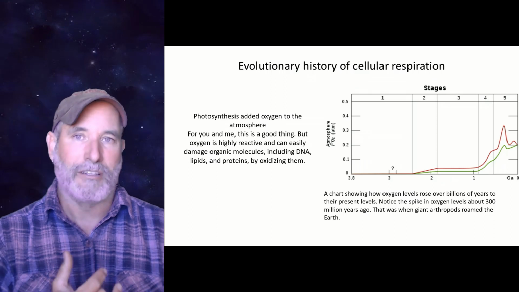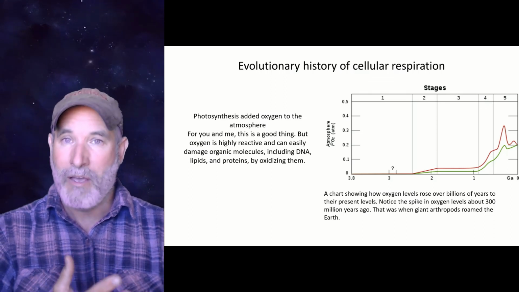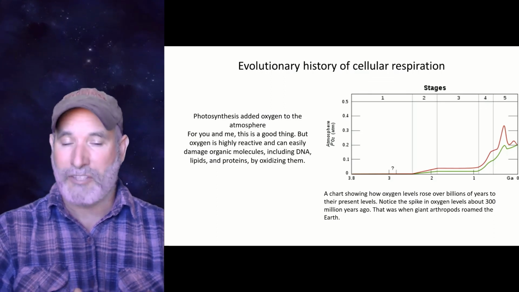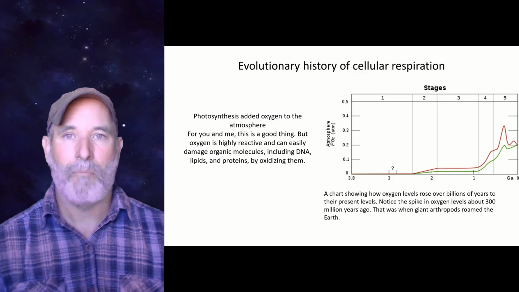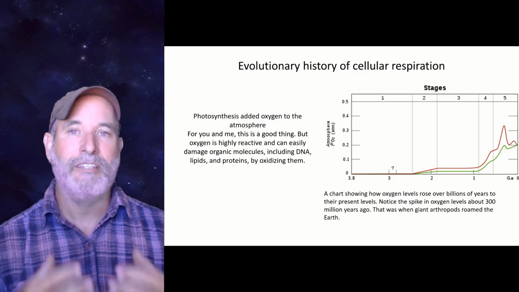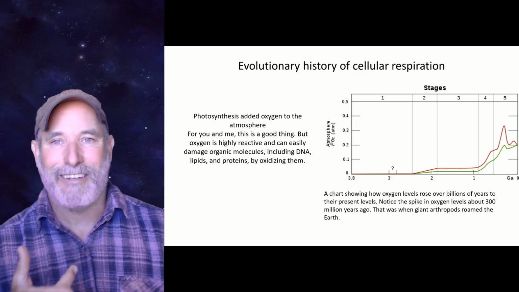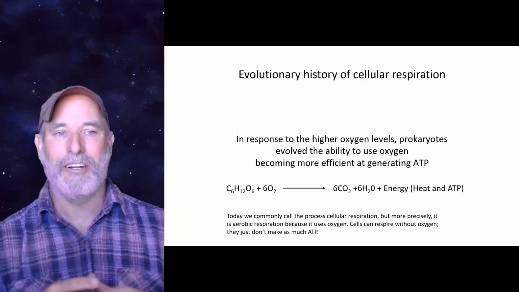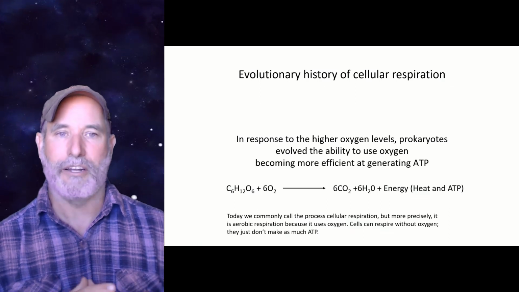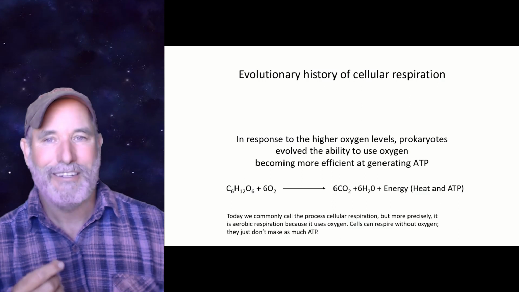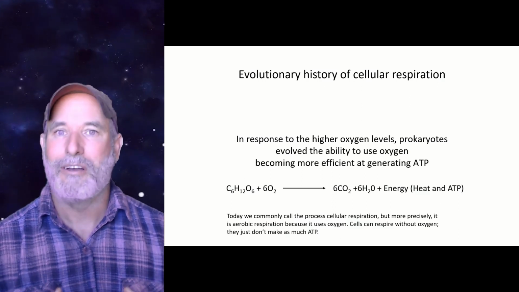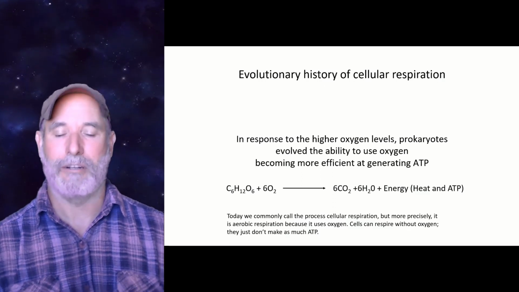It can oxidize lipids. It can oxidize membranes. It can oxidize proteins. It can oxidize your DNA. So life had to come up with some way of dealing with the extra oxygen. And guess what? It did. About 2 billion years ago, we start getting the evolution of cellular respiration. Once again, prokaryotes are quite innovative when it comes to new routes of metabolism.